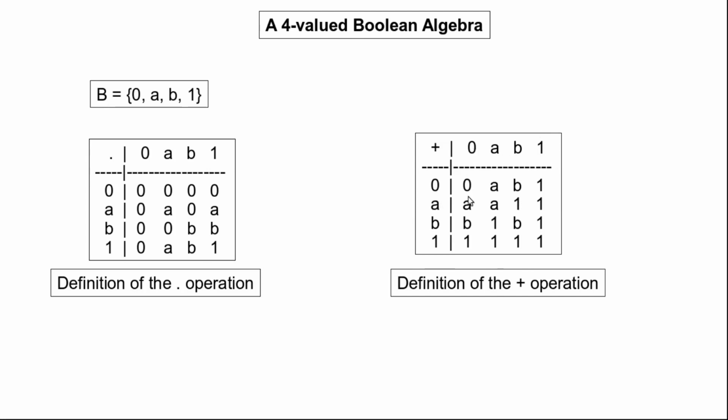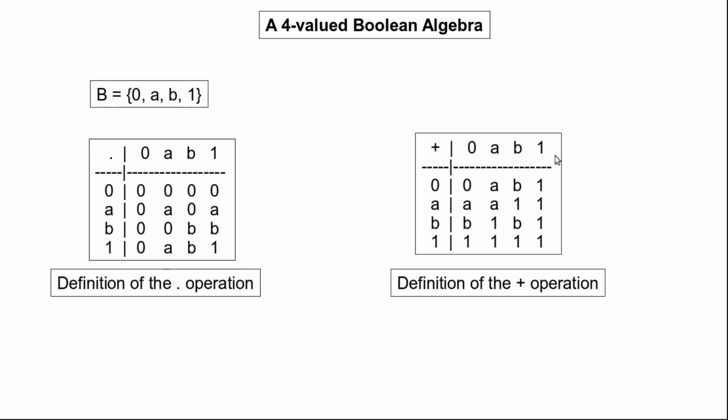0 cannot be the complement of A because A plus 0 is not equal to 1. The condition says that for an element to be a complement of A, A plus that element should be equal to 1. And here we see that A plus 0 is equal to A. It is not equal to 1. Hence 0 cannot be a complement of A. But either B or 1 can be the complement of A.